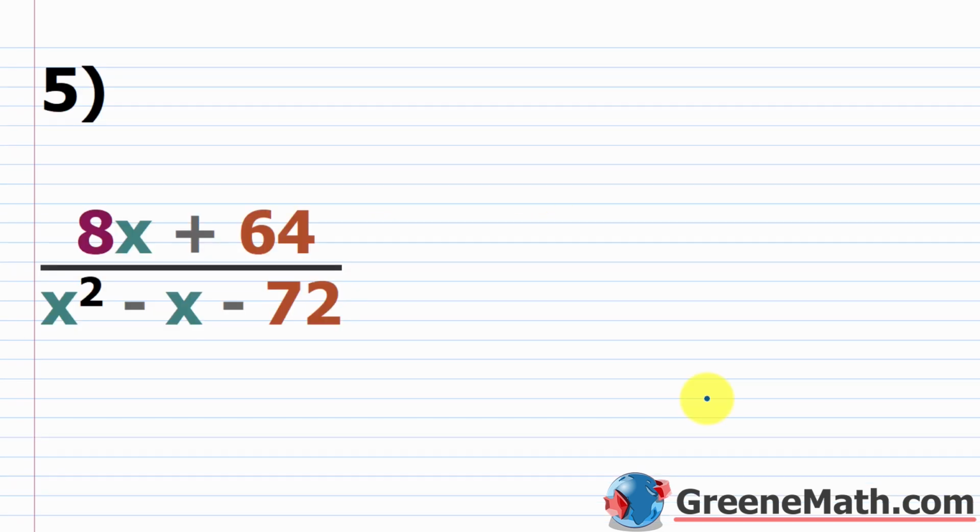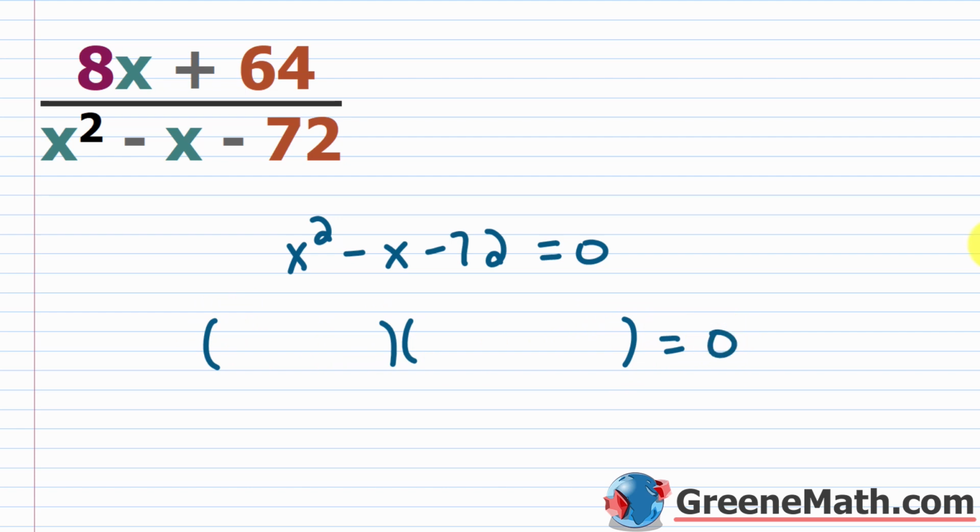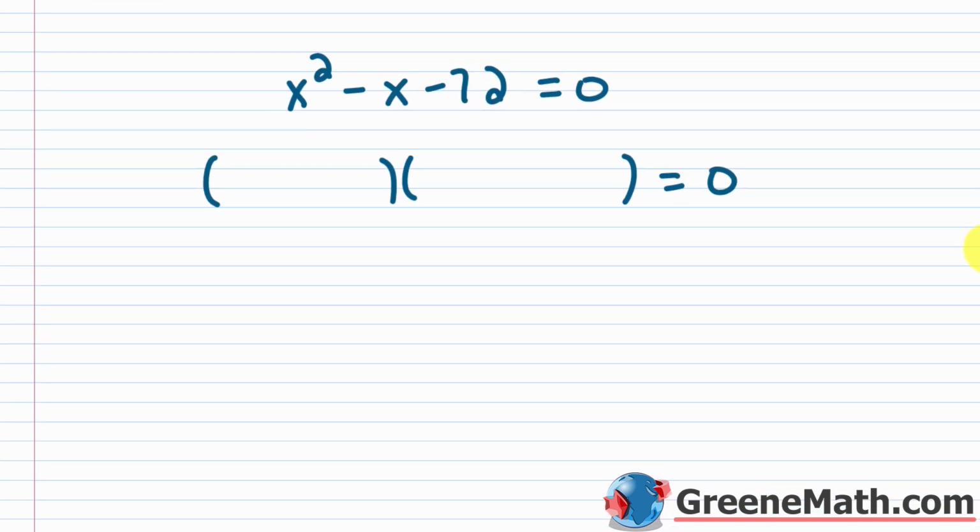Okay, let's look at problem number 5. So we have 8x plus 64 over x squared minus x minus 72. So let me scroll down a little bit. So I'll say x squared minus x minus 72. Again, I'm just setting whatever's in the denominator equal to 0, and I'm going to solve this. In this case, all of these are going to be factorable. If they're not factorable, we'll talk more about how to solve advanced equations as we get through the course.